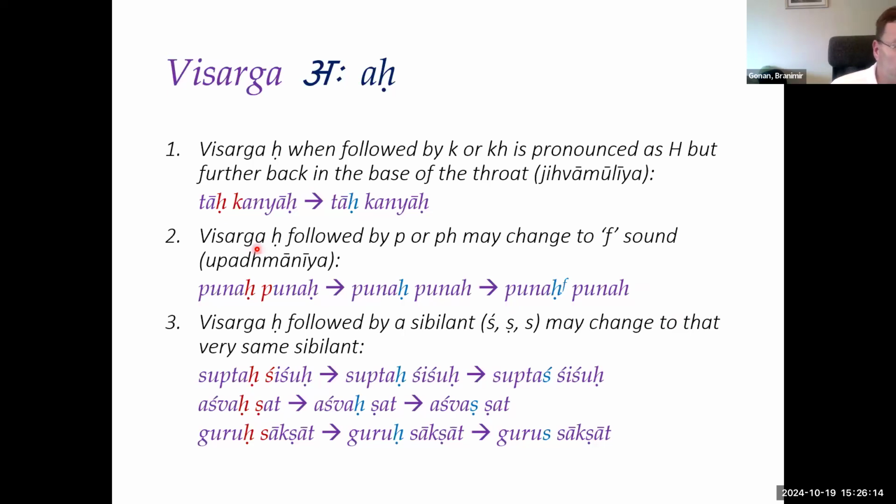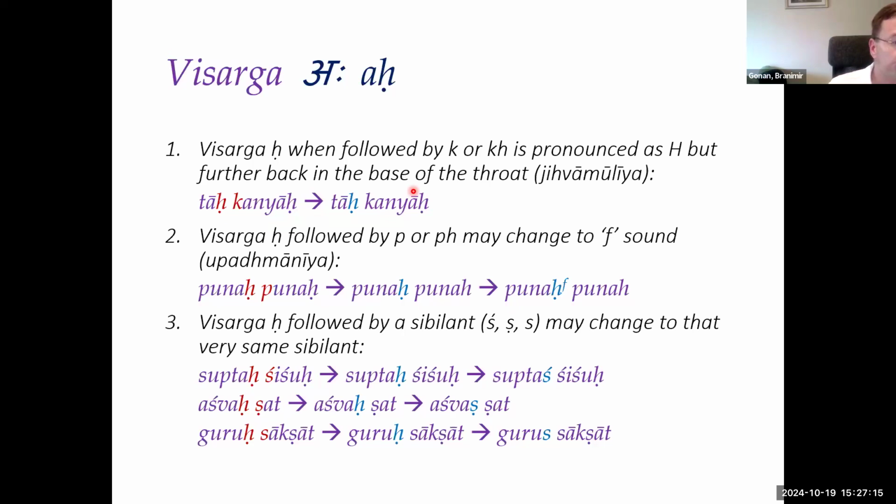Then let us move to Visarga. So Visarga is this H with a dot down, right? And when followed by K or Kh, it is pronounced as H. So you should really feel, and this is Jihvamuliya from the first slide of this presentation. For example, and I will also give you the example immediately after we finish with this presentation. So in this case, tach, kanyach, it is without the change, and we should, before K and Kh, keep Visarga unchanged. And we have this hak. So we can really feel that further back in the base of the throat, where the uvula is, we should actually feel the air pressure on that back of the throat.